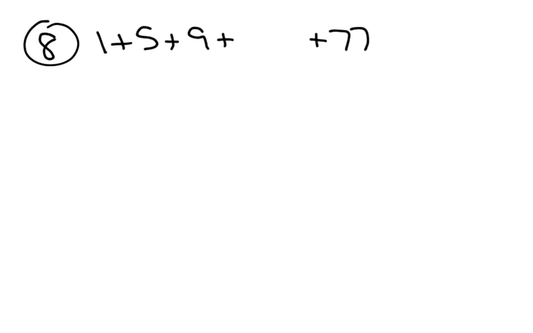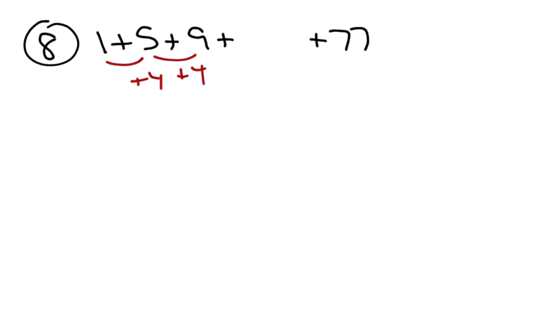In number 8, I want to use sigma notation to write 1 plus 5 plus 9 plus ... plus 77. And the first thing I'm going to try to do is figure out, is this arithmetic or geometric? For this particular problem, it's going to be one or the other. Well, it looks like it's going up 4 each time, so let's go with arithmetic.